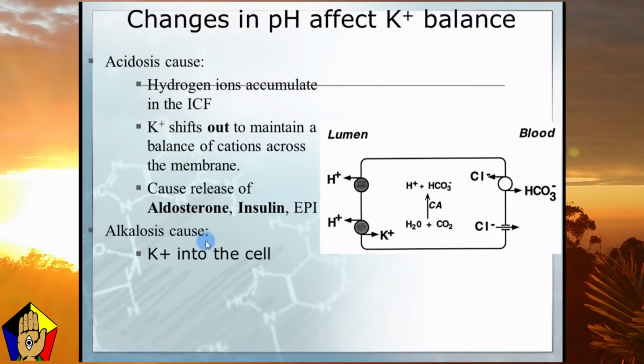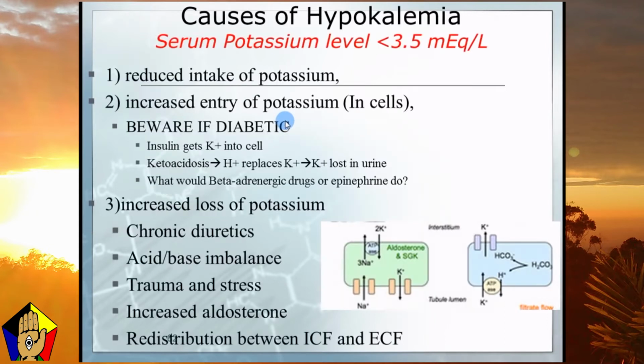And then alkalosis, just the opposite. So with alkalosis, you start pulling potassium into the cell and kicking the acid back out. So you'd see more hypokalemic situations, whereas in acidosis, you'll expect to see hyperkalemic situations. Right? So some of the causes of hypokalemia, always think back about intake and output.